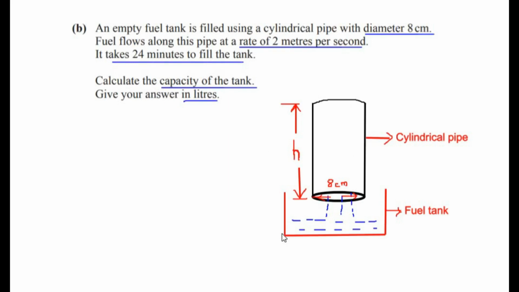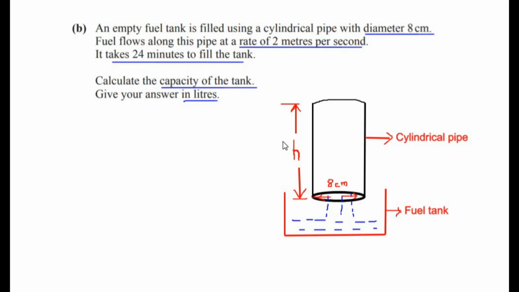So I have drawn a rough diagram over here to give you an idea about the question. Here it's mentioned that an empty fuel tank is filled using a cylindrical pipe. So we have the cylindrical pipe over here, and it is filling a fuel tank, and the diameter of this cylindrical pipe is given as 8 cm. And the fuel is flowing through the pipe with the speed of 2 meters per second, and it takes 24 minutes to fill up this tank.